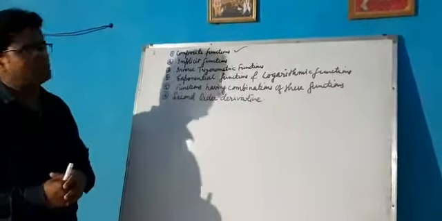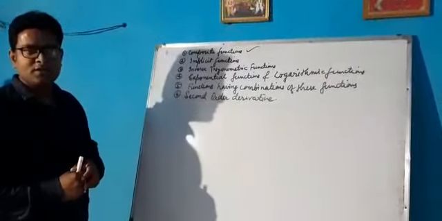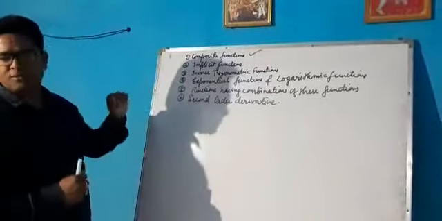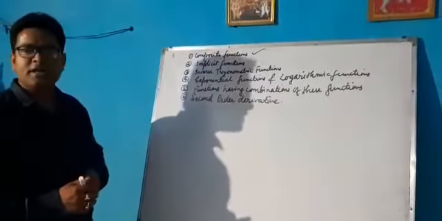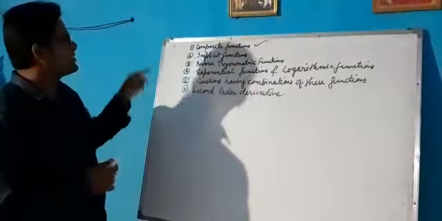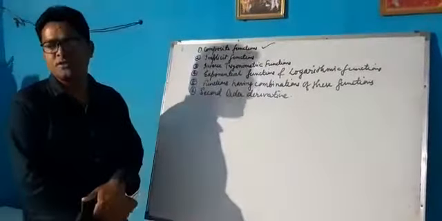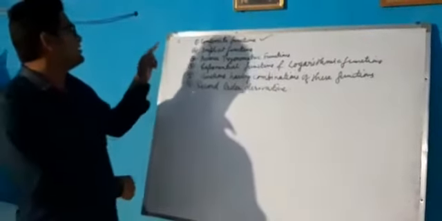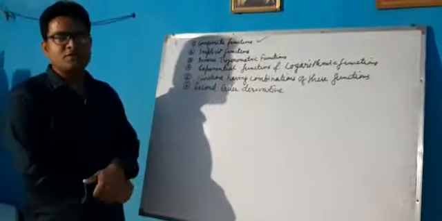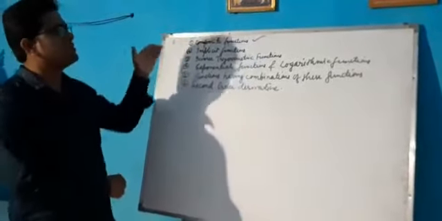Now see, first of all, composite functions I have already discussed. That is the chain rule. Composite functions means we are using the chain rule. Implicit functions: first, what is an implicit function? A function which is a function of more than one variable is known as an implicit function. Now, inverse trigonometric functions I have already discussed, and a topic was covered for them.